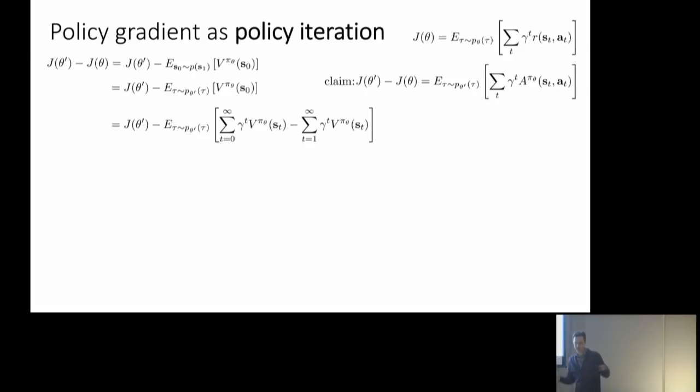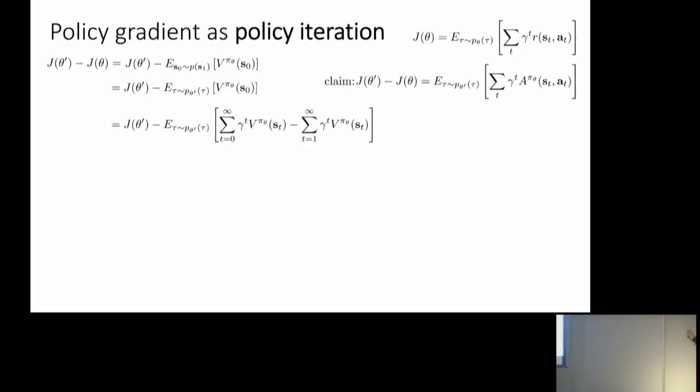So if my horizon is less than infinity, you put in capital T there, of gamma to the t, the discount to the t, times the value at that time step, minus the same sum from 1 to infinity. Now, this is exactly equal to what I had up here because this is just a telescoping sum. So it's a telescoping sum because that first part, the one that sums from 0 to infinity, it has like V0.